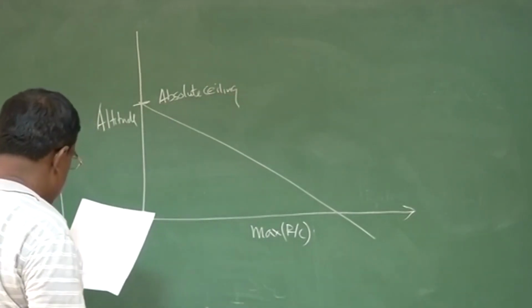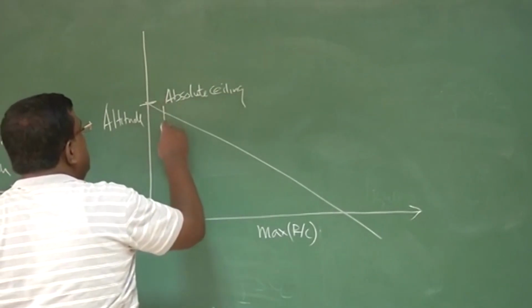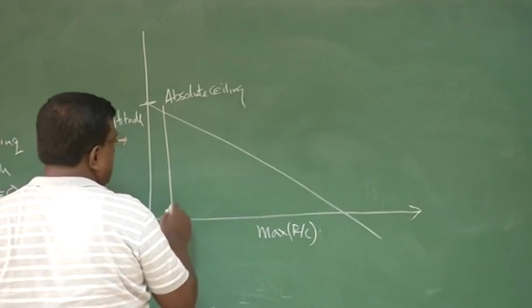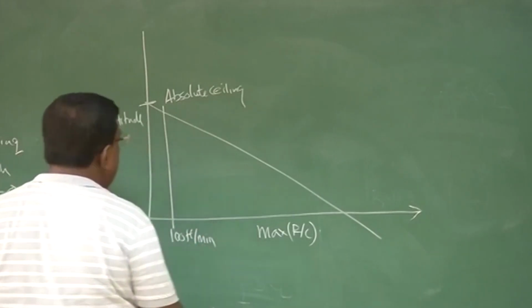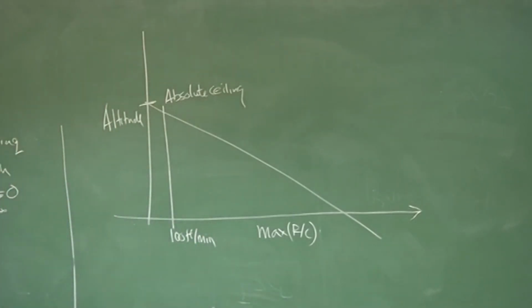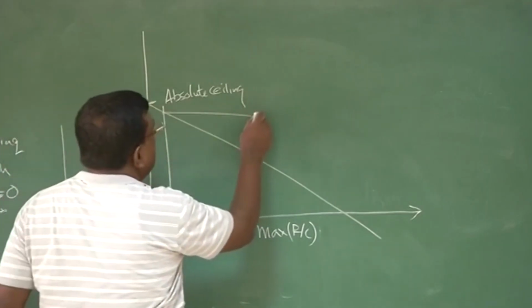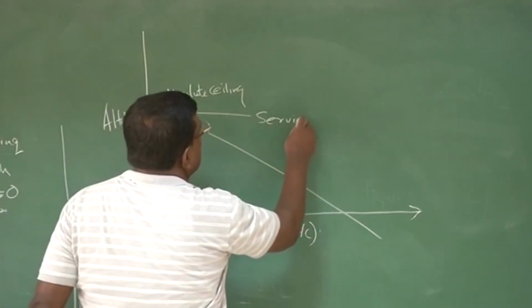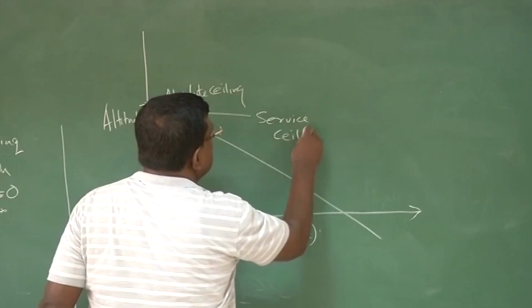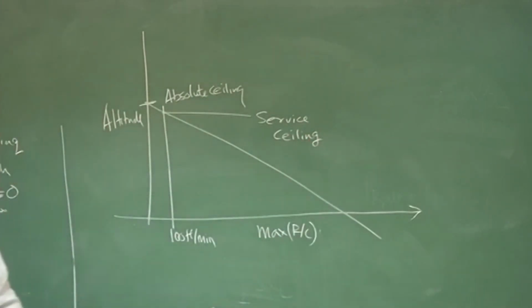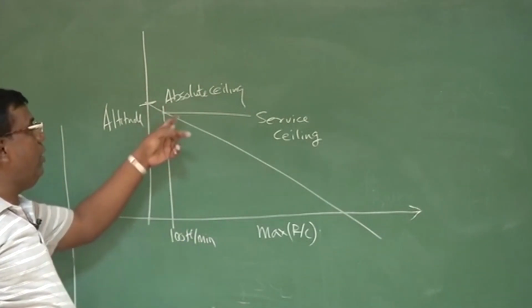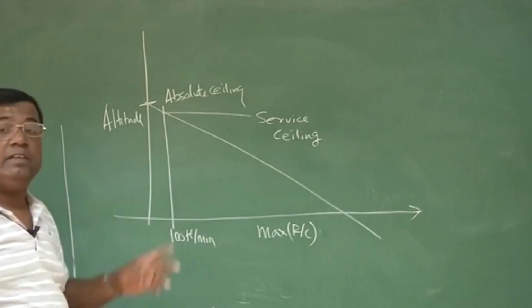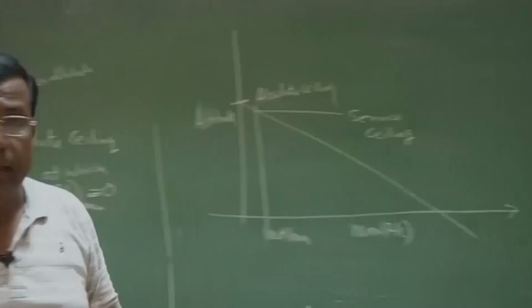Okay? And for practical purposes, we define an altitude which is called service ceiling. Service ceiling is that altitude at which the maximum rate of climb is not 0, but it is 100 feet per minute. For all operational purposes, we use service ceiling, not absolute ceiling, right?